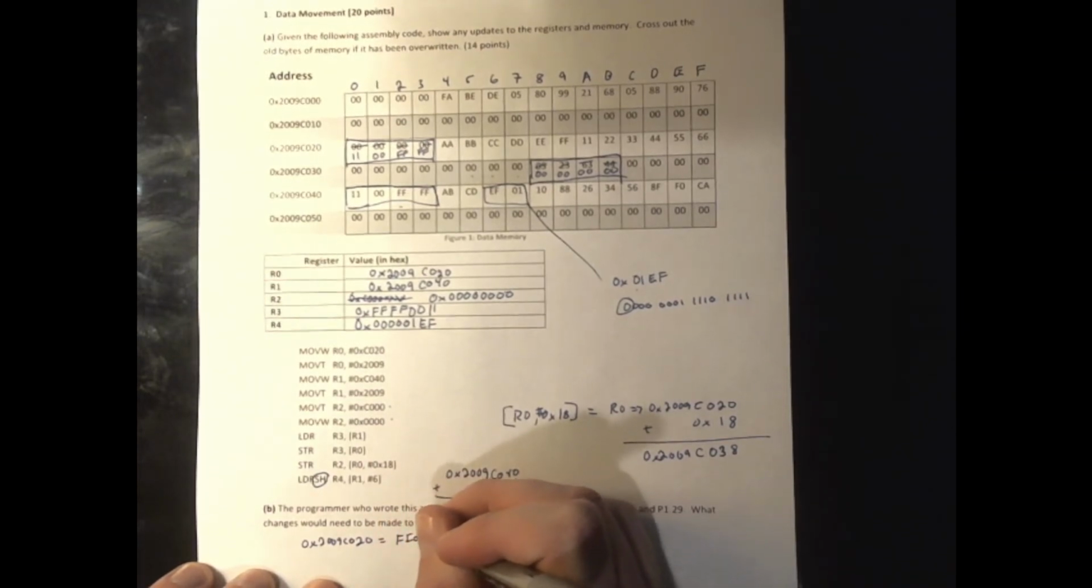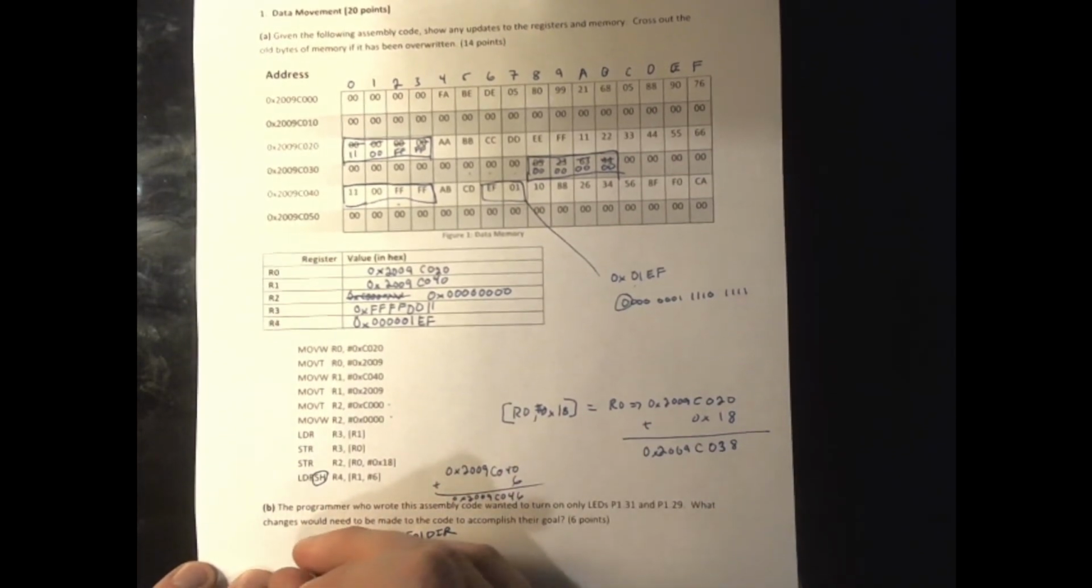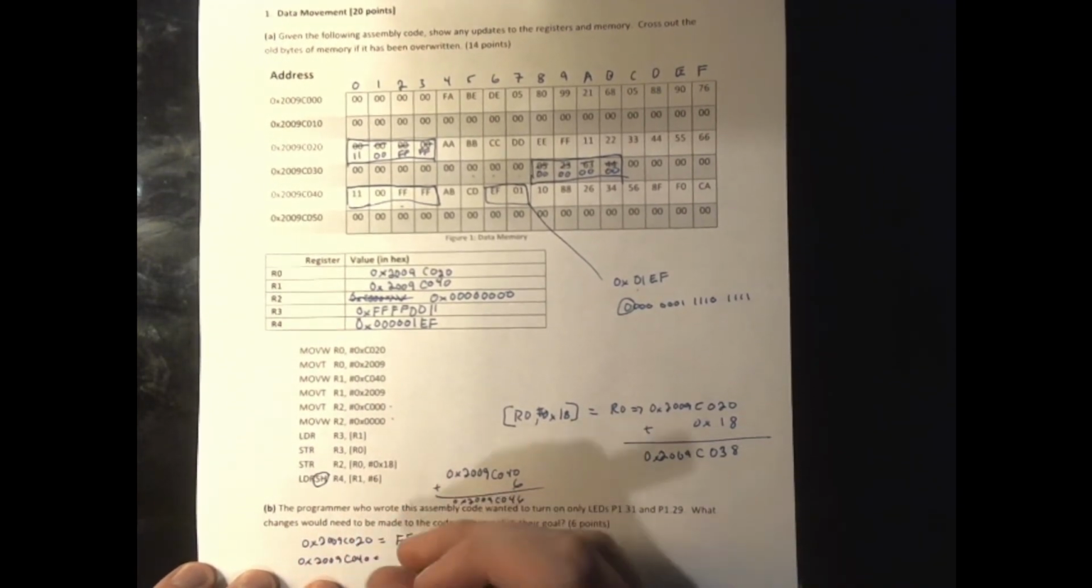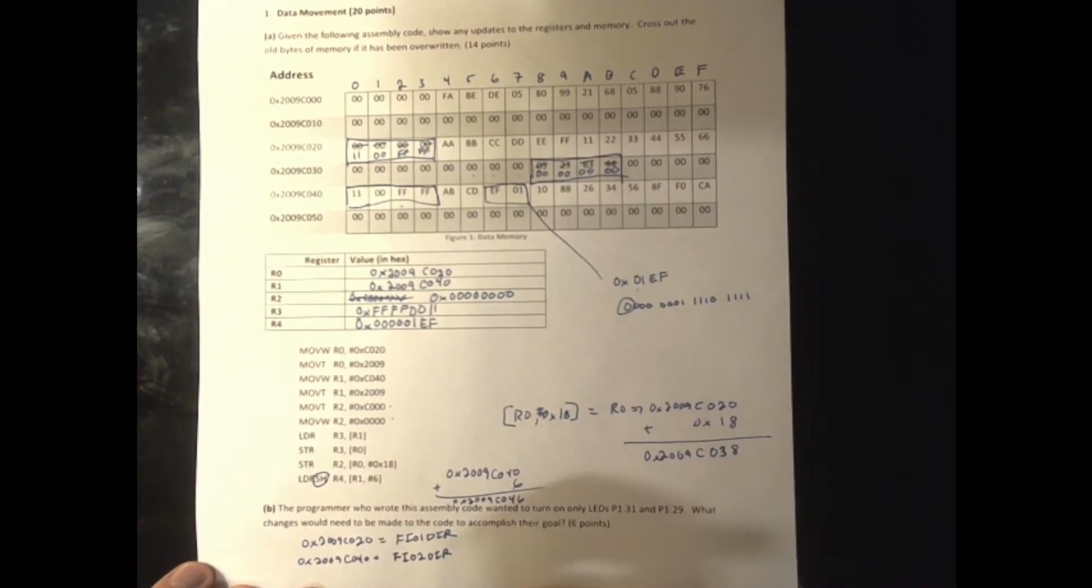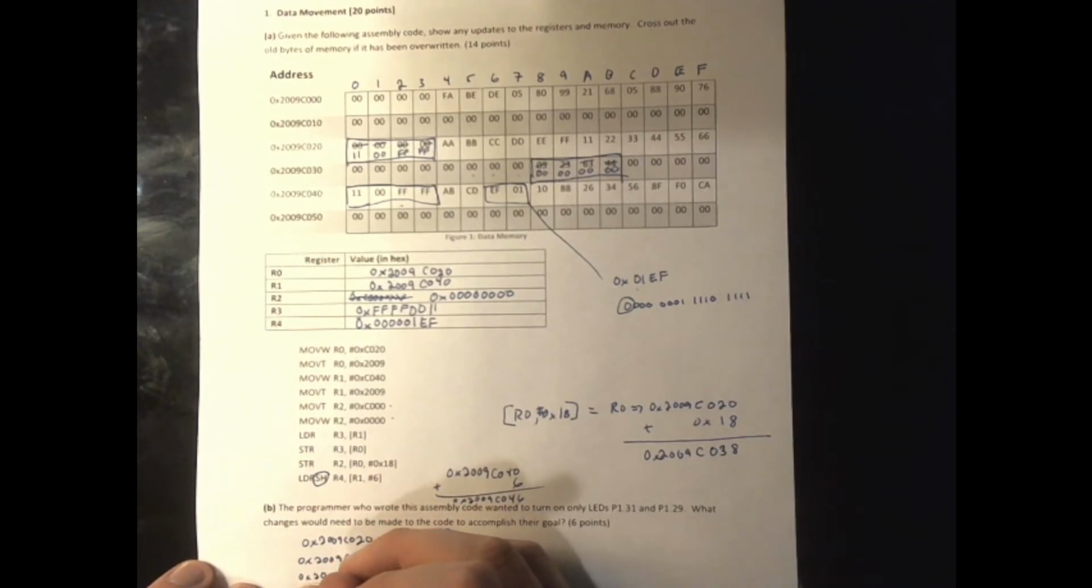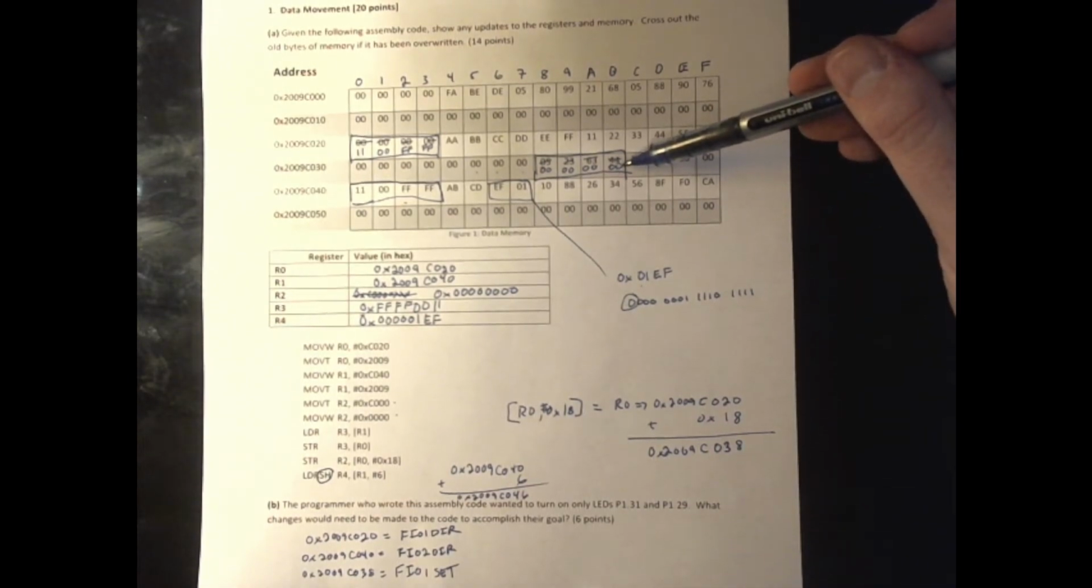is actually FIO1DIR, right? 0x2009C040 is actually FIO2DIR. And then the address that we stored to in this part of the problem, the 0x2009C038, is actually FIO1SET. So that is the way to turn on pins whenever we store that to that address in memory. And what we had stored into that address was actually all zeros.